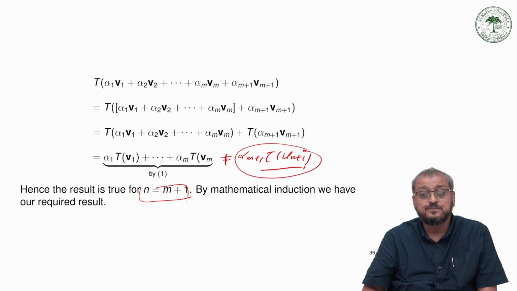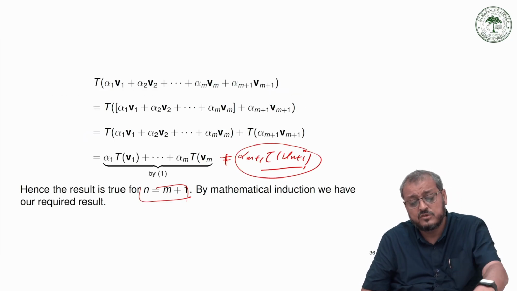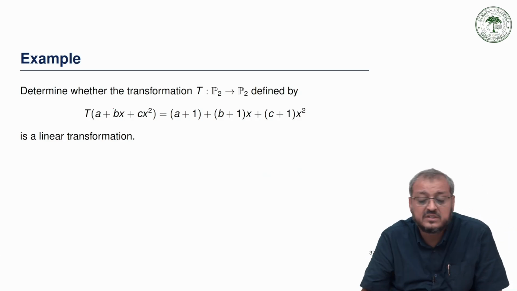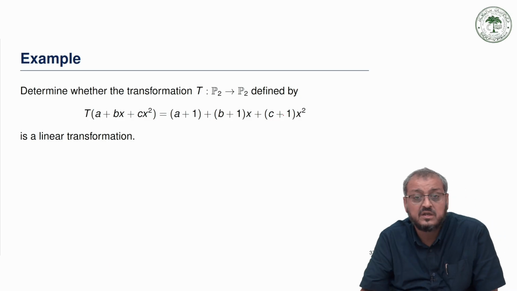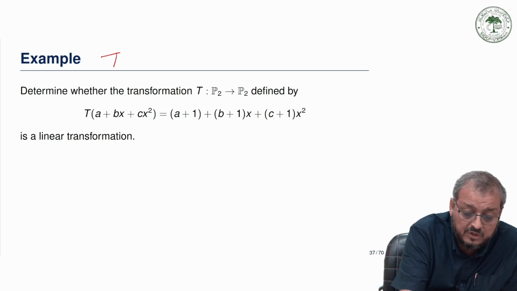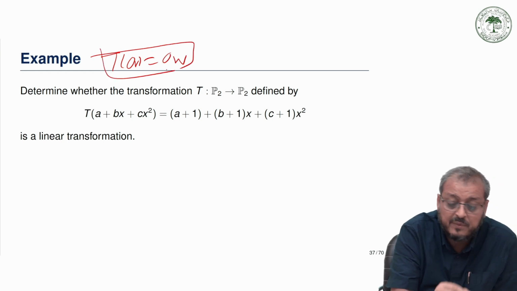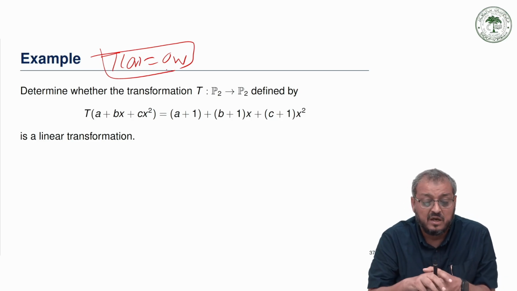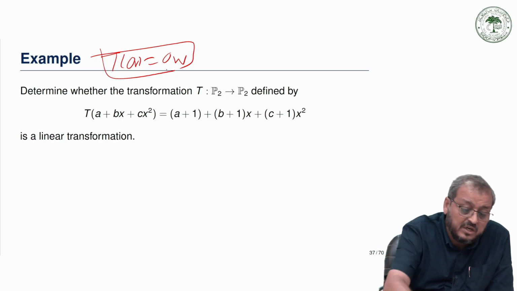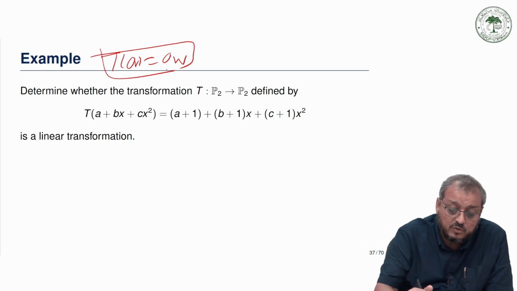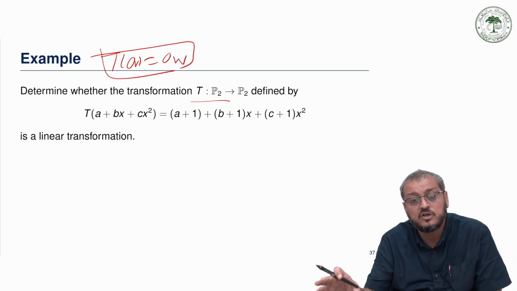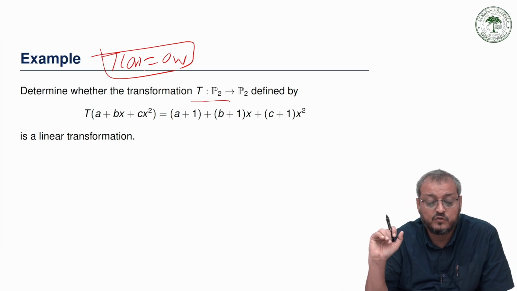Now, based on this result, we have a problem. Suppose we have to determine whether the linear transformation P2P defined by this is linear or not. We have to check the first condition, T of 0 of V is equal to 0 of W. If T is a linear map, then this condition must hold, and if this condition holds, then T is a linear map candidate. So if this map T is linear, then T of 0 of V is equal to 0 of W should be satisfied.